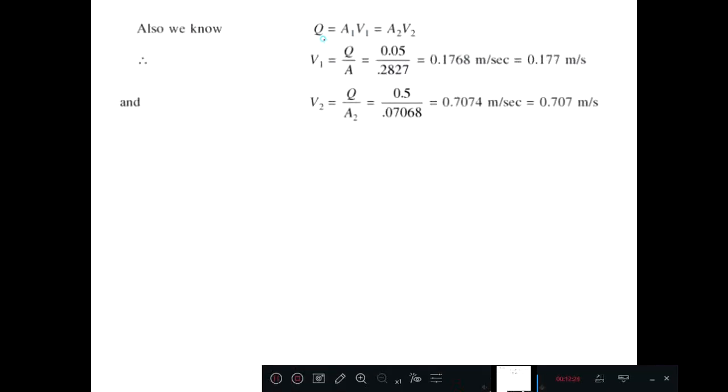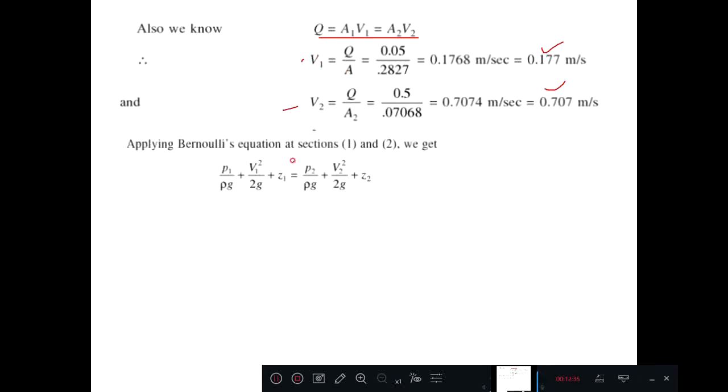Here also we know the continuity equation. From the continuity equation, let us calculate V1 as well as V2. Then apply Bernoulli's equation at sections 1 and 2, that is, total energy at section 1 is equal to total energy at section 2, consisting of pressure energy, kinetic energy and potential energy.